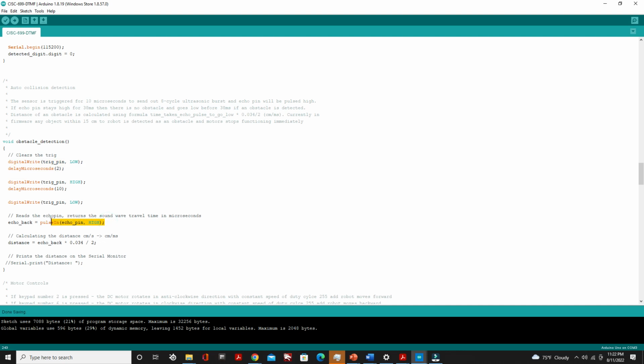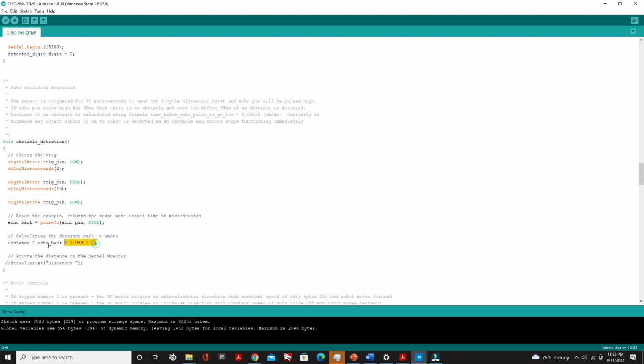The echo pin is actually read to see whether the waves are reflected back or not. The actual concept here is the echo pin is pulsed to high. The maximum amount of time it can be pulsed to high is 38 milliseconds. So if any obstacle is found, the echo pin will be pulled to low automatically before 38 milliseconds. If no obstacle is detected after 38 milliseconds of being high, the echo pin will be pulled to low.